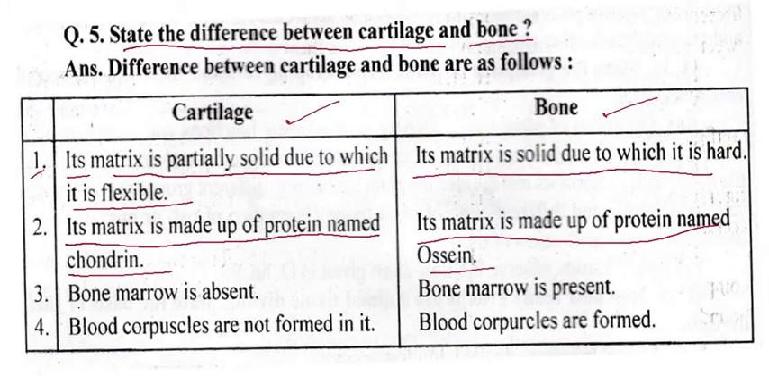Third, in cartilage the bone marrow is absent, and in bone the bone marrow is present. And fourth, blood corpuscles are not formed in cartilage, while blood corpuscles are formed in bone. So you can write the difference this way.